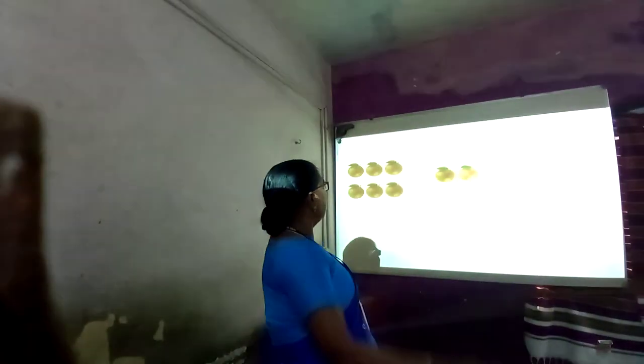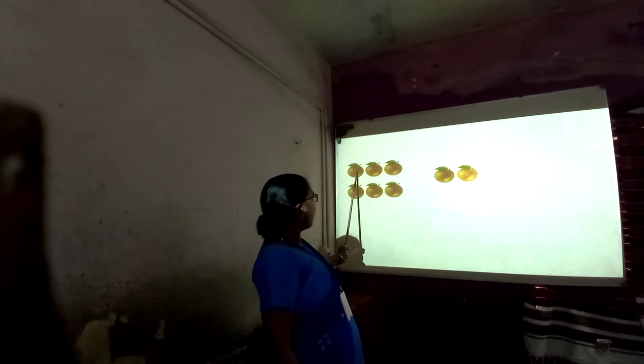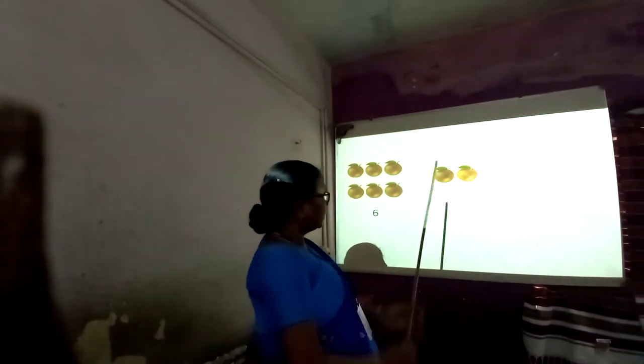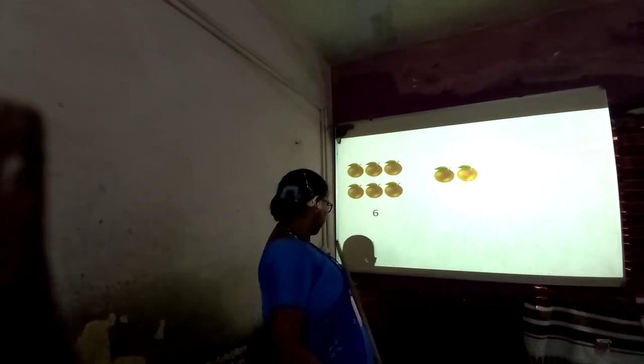Now children, here, see the object. Oranges are given. How many oranges? 1, 2, 3, 4, 5, 6. How many oranges? 6 oranges. Now what we are going to do is, we are going to add these oranges to this 6.